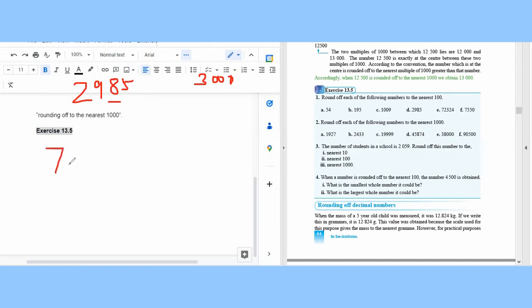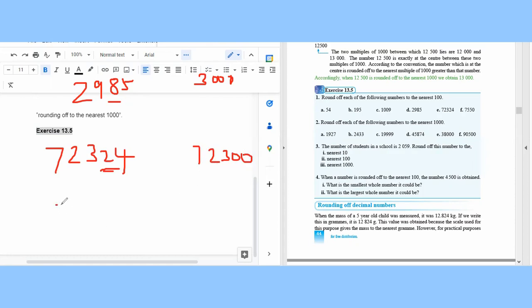Next we have 72,324. So you look at the tens column, it is less than 5, so you round down. When you round down, it will be 72,300.